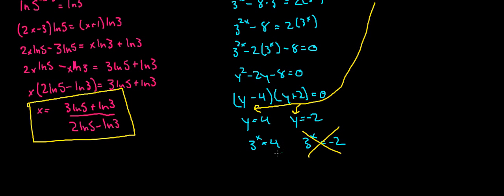I'm going to take the natural log of both sides. So the natural log of 3 to the x is equal to the natural log of 4. Use the power rule. So x is equal to the natural log of 4 over the natural log of 3.